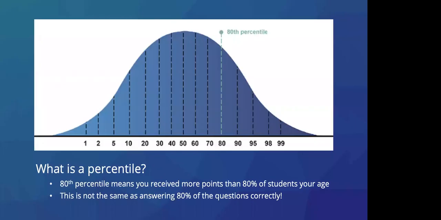So you may ask, what is a percentile? A percentile is a way of comparing students' scores. For example, if you score in the 80th percentile, it means that you did better than 80% of students in your grade. This is not the same as answering 80% of the questions correctly. So it's a relative measure of how you're doing as compared to the other students at your grade level.